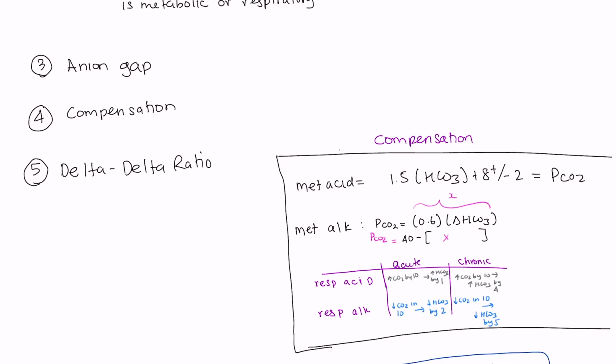Last but not least is the delta-delta gap. Now, this one, the delta-delta ratio, I have an asterisk here because you only do that if you have a high anion gap metabolic acidosis present.